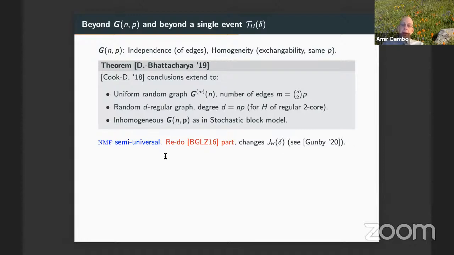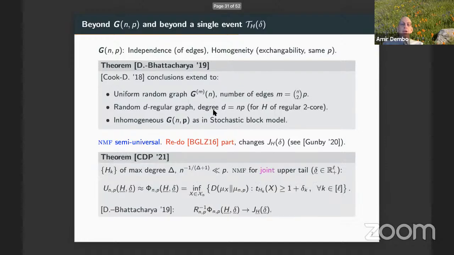Instead, in the rest of the lecture, what will be more interesting to us is the other type of extension, moving from a single event to a joint large deviation. And this was done in a theorem, which we did first with Bhattacharya under the conditions of Cook and with Cook, and then done again in the new paper with Pham. We also improved the results, the improvement over the results with Nick from 2018 extended to the joint large deviations.